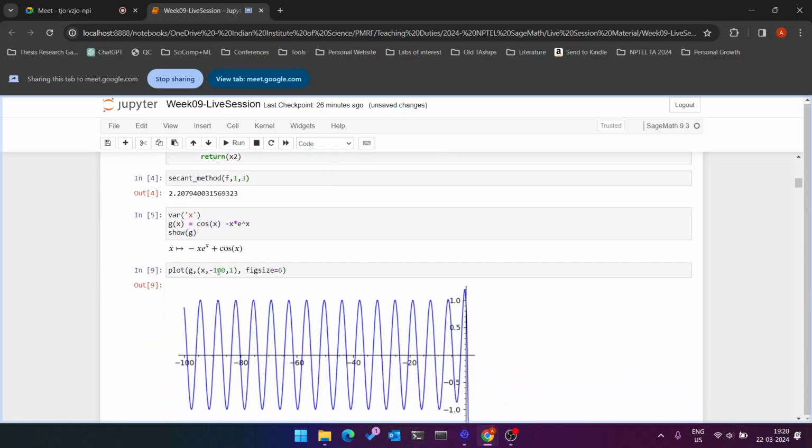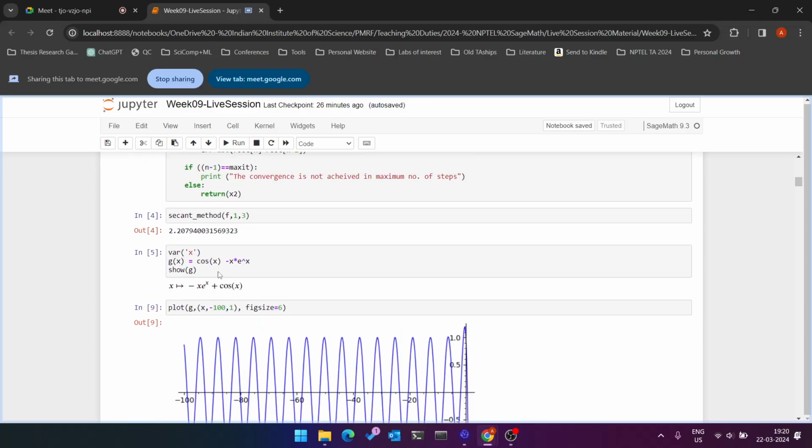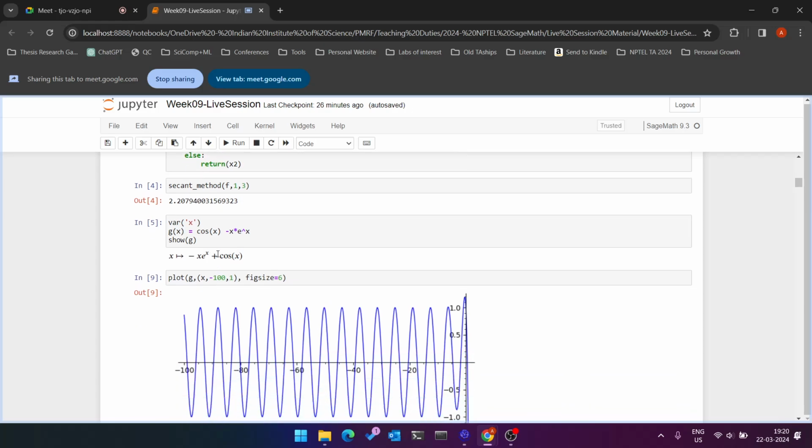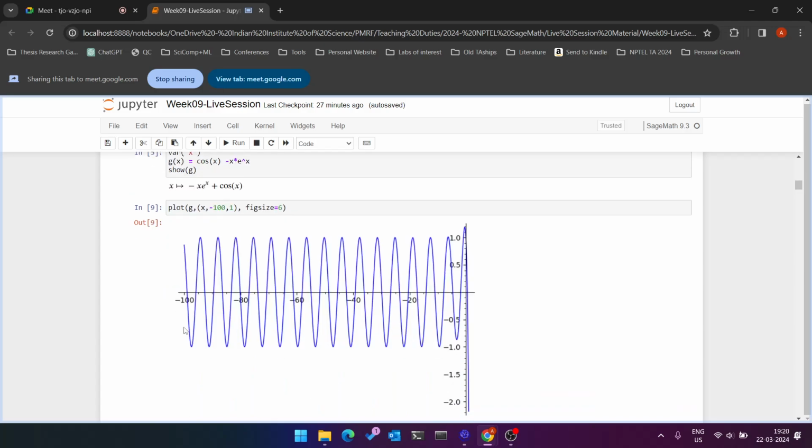So this function has a lot of roots, and that can be guessed also from the fact that as x goes to negative infinity, e raised to x will go to 0 and cos of x would remain. So finally g of x for a sufficiently large negative number would basically be oscillating between minus 1 and 1.